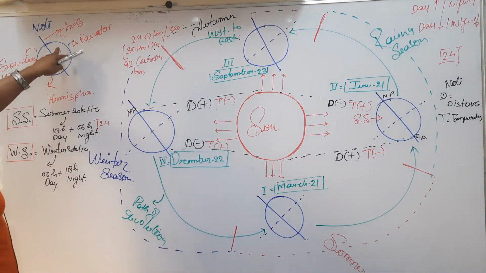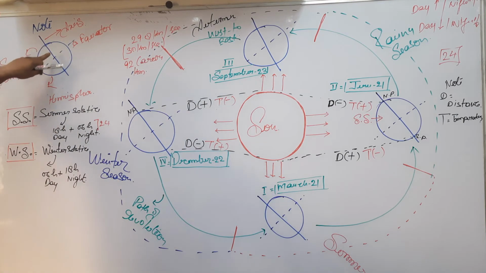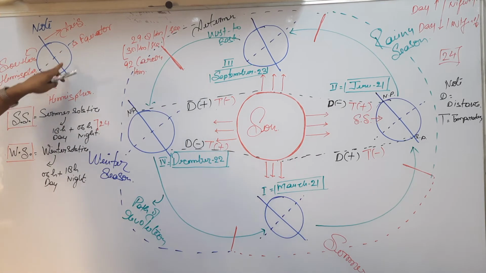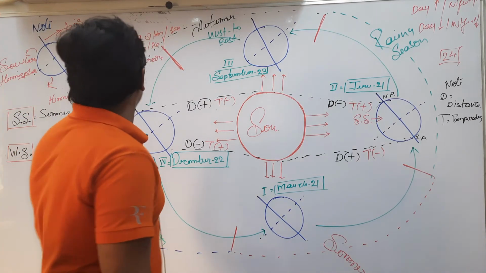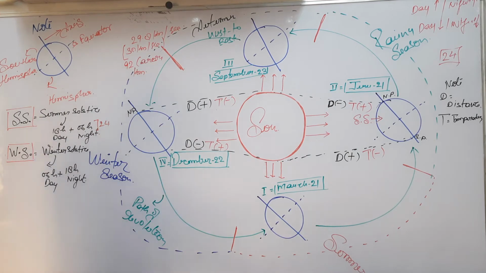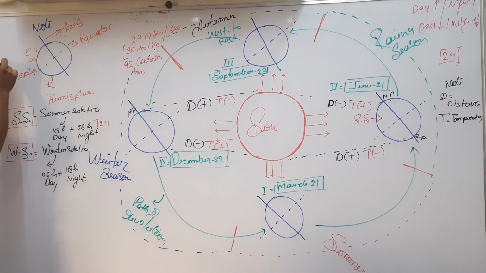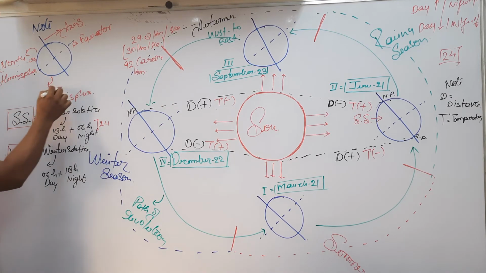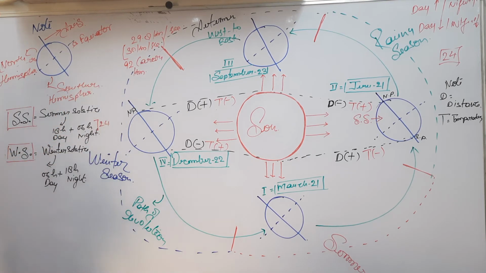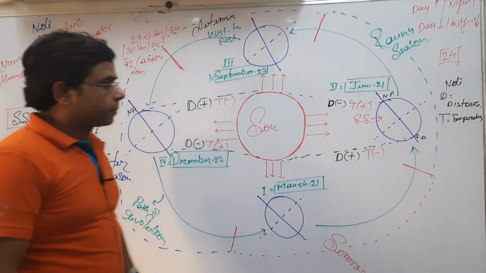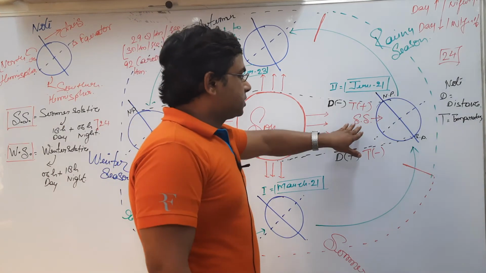I have noted a point here that the upper half of the earth is known as the northern hemisphere, while the second half of the earth is known as the southern hemisphere. Right?